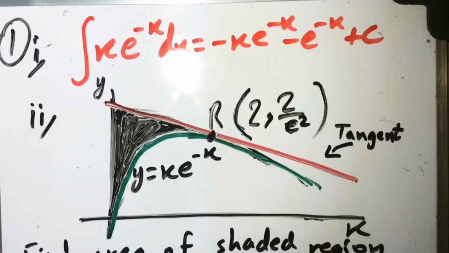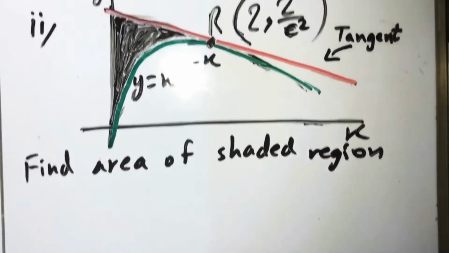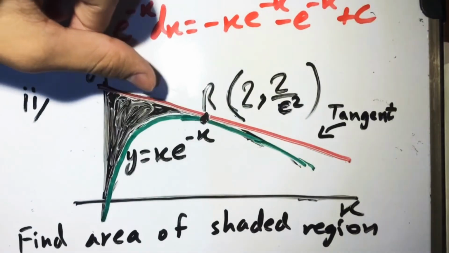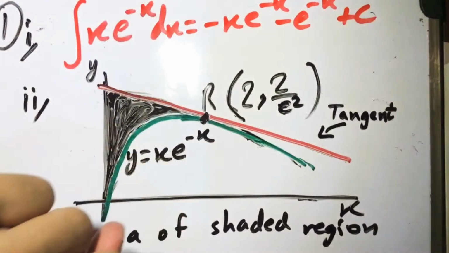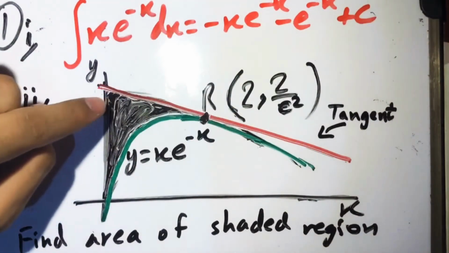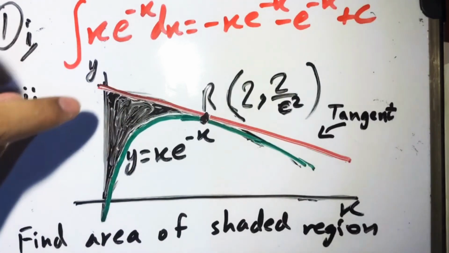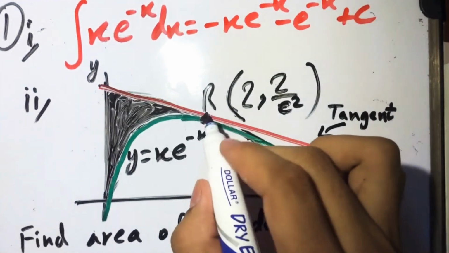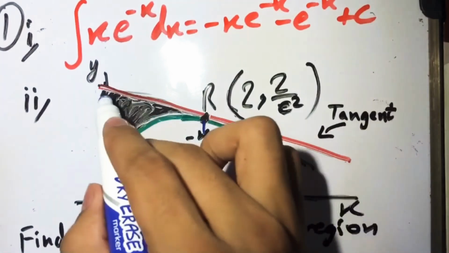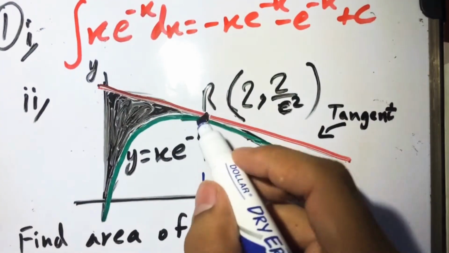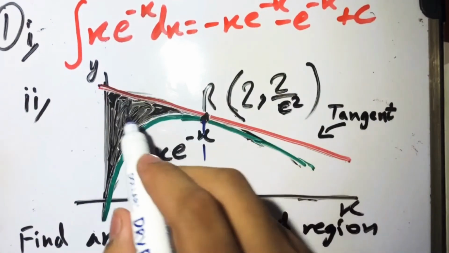The next part of that question has this graph and it's saying find the area of the shaded region. Now over here, this red line is the tangent and this is the curve, that is x e to the power minus x. Now to find the area of this shaded region, that is bounded by the y-axis, the tangent and the curve, we have to form a trapezium over here. This is a trapezium. Now to find the area, first we find the area of the trapezium and then subtract the area under the curve to find this area.